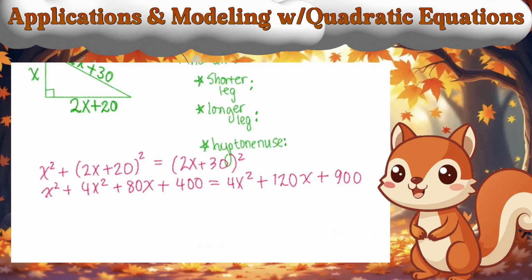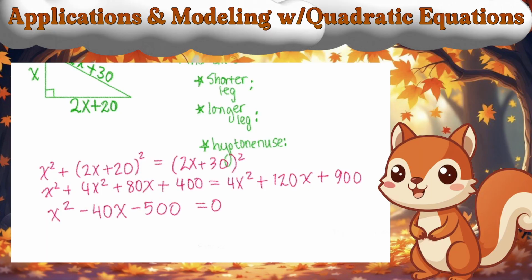All right, so what will I get? Let's see. If I subtract 4x squared over, this and this are going to be gone, so that's going to go away. So I will have x squared. Now here I have 80x, and I'm going to subtract 120x. So that means I will have minus 40x. And then here I have 400. I'm going to subtract over the 900. That means I have minus 500 equals 0. So that's not so bad now, is it?